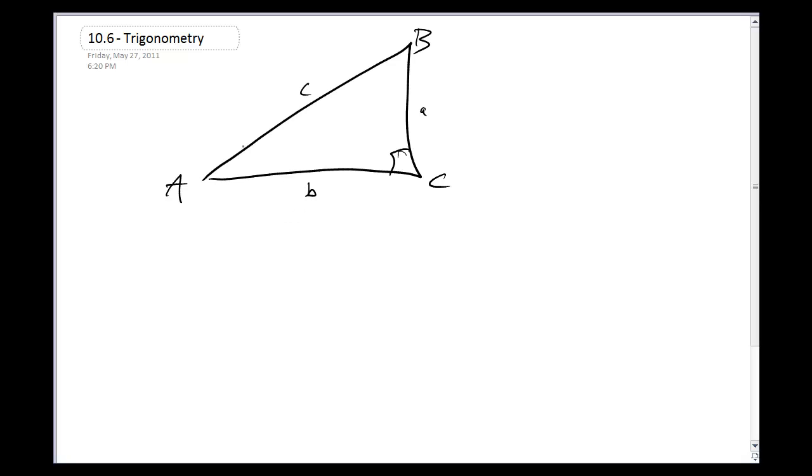This leg right here, if I'm talking about the angle A, this is my angle. This B leg here is the adjacent leg, and this is the leg opposite, and this of course is the hypotenuse.